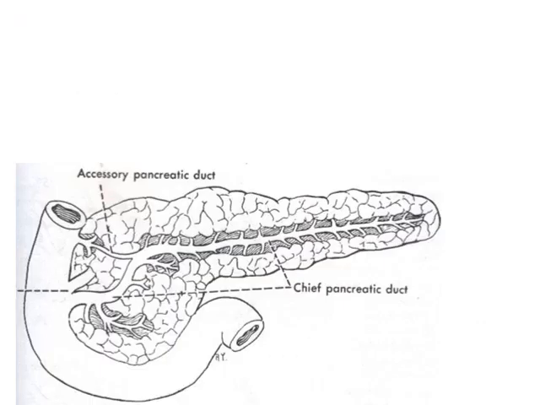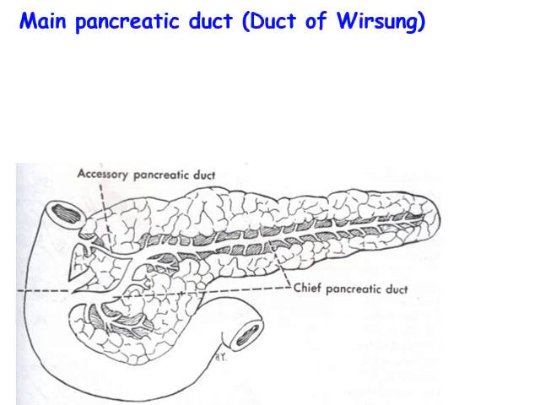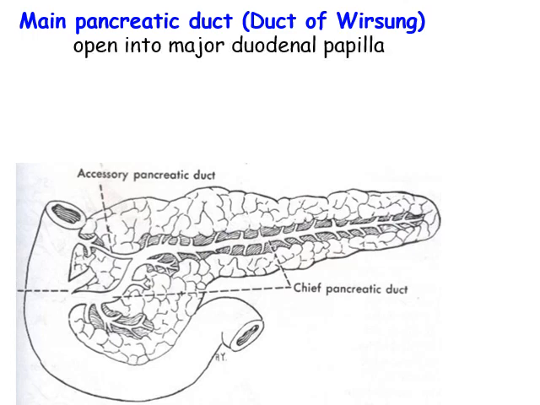So now it has two pancreatic ducts. So main pancreatic duct and accessory pancreatic duct. Main pancreatic duct opens into the major duodenal papilla and together with the bile duct. So I will show the next slide. Bile duct and main or chief or principal pancreatic duct.